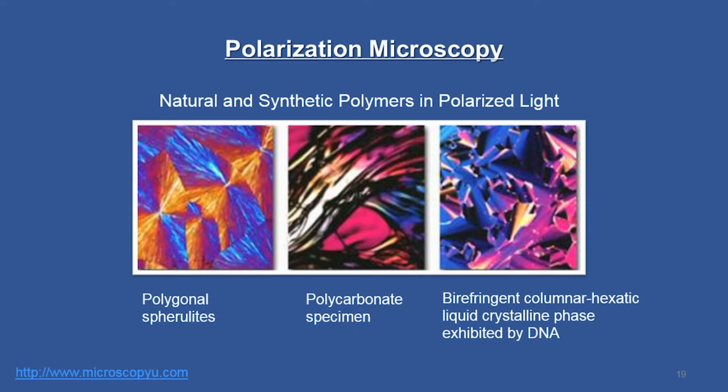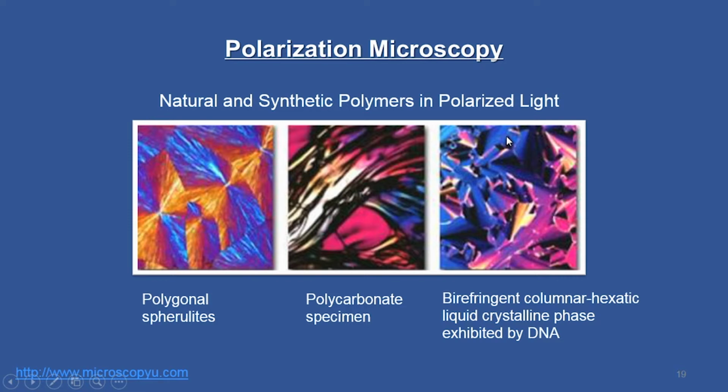I will quickly move on to the next variant, polarization microscopy. Look at this slide, very interesting microstructures taken from again microscopyu.com, and what you are now seeing is some of the microstructures of polymeric material, natural and synthetic polymers, which is observed under the polarized light. What you are seeing here is polygonal spherulites. Each one is a single entity spherulite, and this is a polycarbonate specimen, and this is a biological sample.